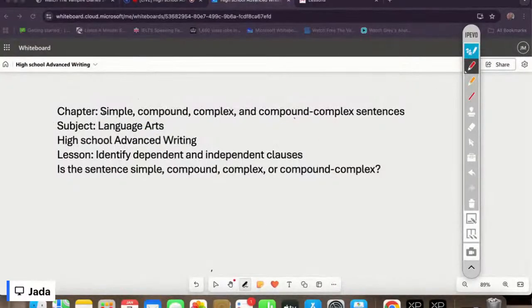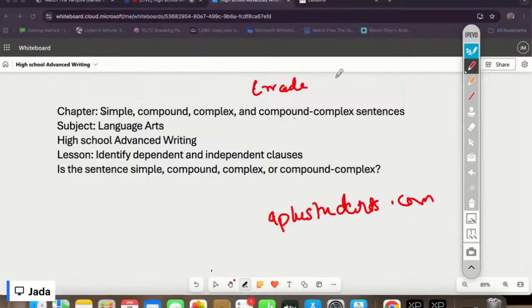Today we'll have simple, compound, complex, and compound-complex sentences. First you have to log in using aplusn.com. Click on Language Arts. This class is for high school advanced writing. We'll get a lesson for grade 9, and the lesson will be: identify dependent and independent clauses. Is the sentence simple, compound, complex, or compound-complex?